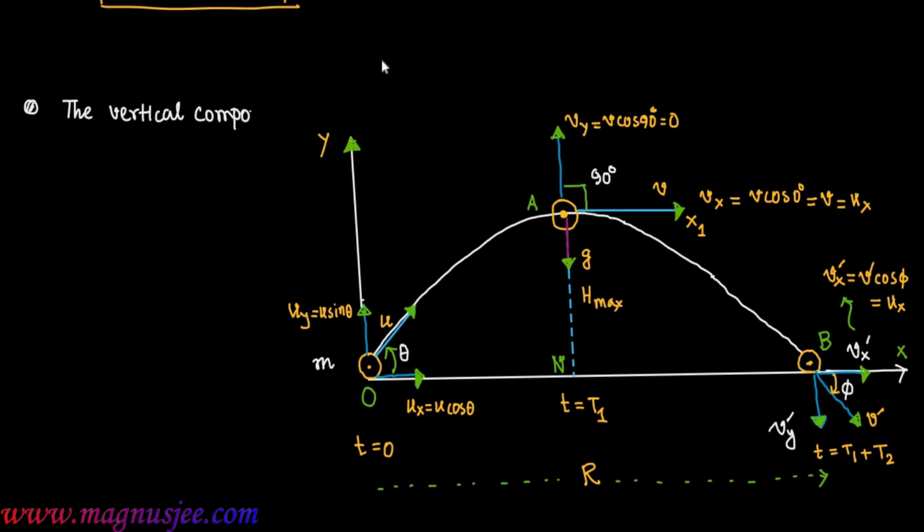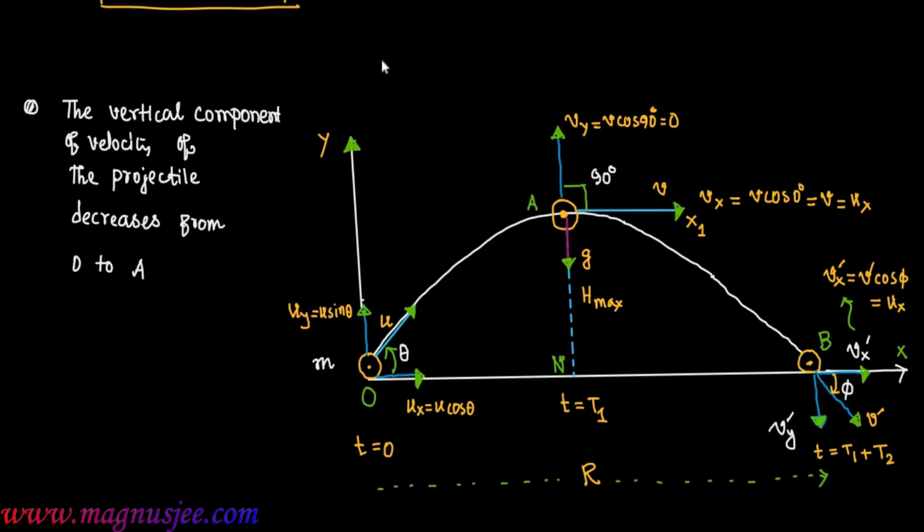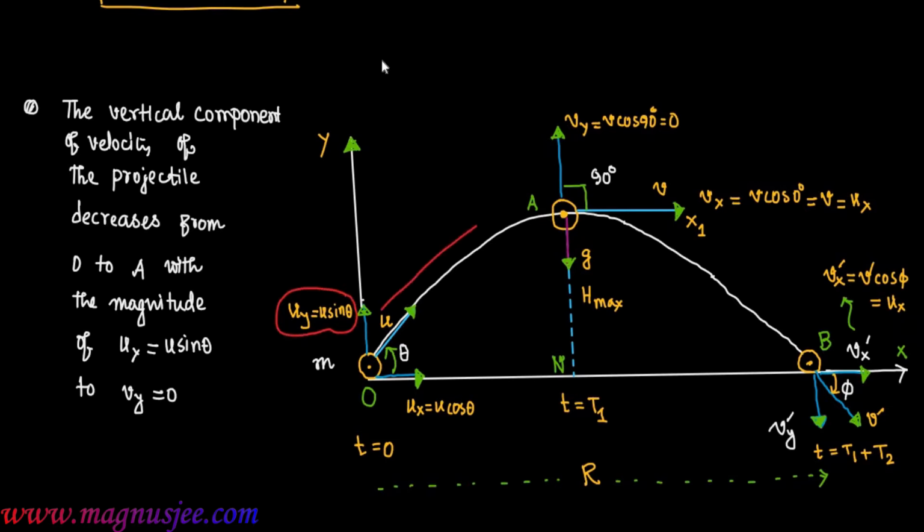Also, the vertical component of velocity of the projectile decreases from the point O to A, from uy equal to u sin theta to Vy equal to 0. Uy equal to u sin theta is the vertical component of velocity of the projectile at the point O, and it decreases to Vy equal to 0 at the highest point A.